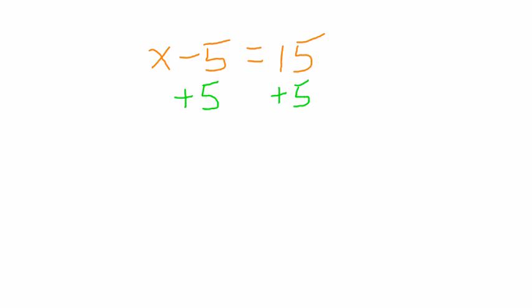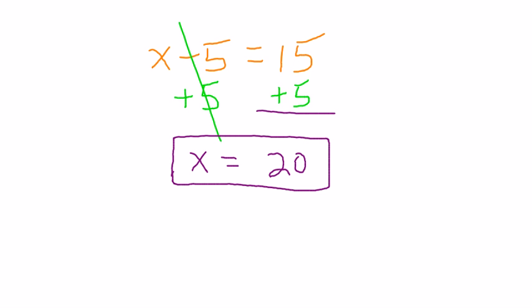Negative 5 and plus 5 is a 0 pair, so we can cross those out. We are left with x on the left-hand side, and on the right-hand side we have 15 plus 5, which is 20. So x equals 20. And once again, you should check your work by plugging your answer back into the original equation. 20 minus 5 equals 15. Let's make sure it checks out. 20 minus 5 is 15. 15 is equal to 15. Our solution checks out. Let's try a couple more.